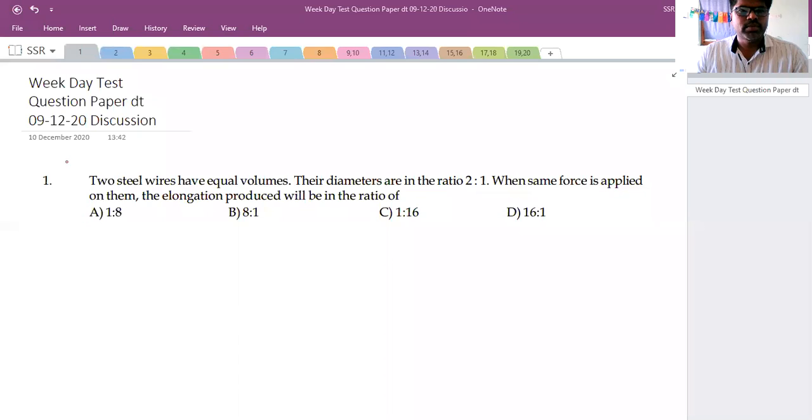Weekday test question paper dated 09/12 discussion. First question only, it is given on the screen. Are you able to see the screen? Yes or no? Please confirm. I will start the discussion.